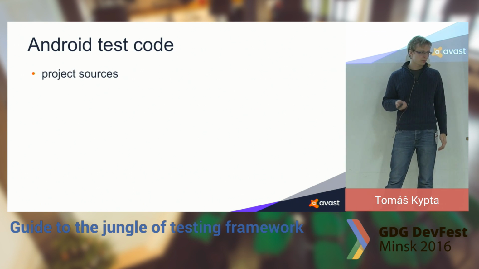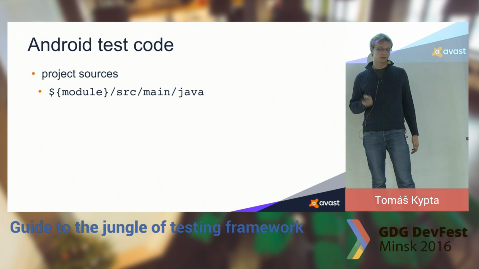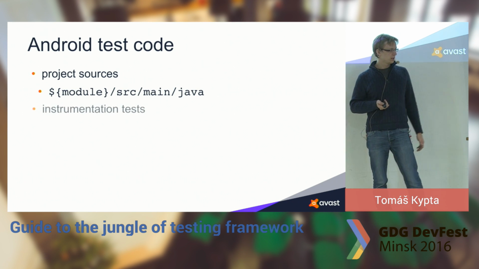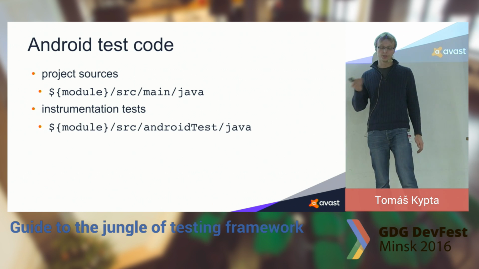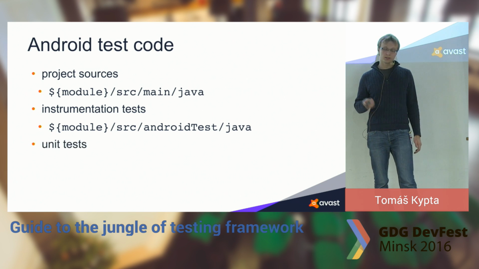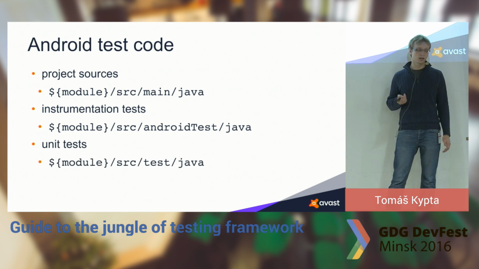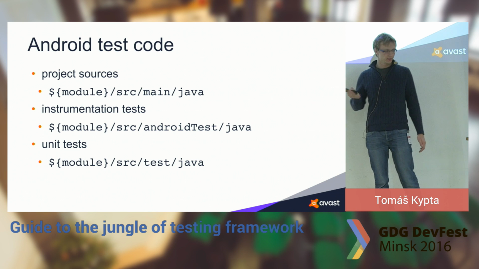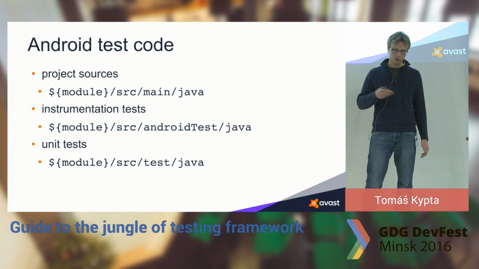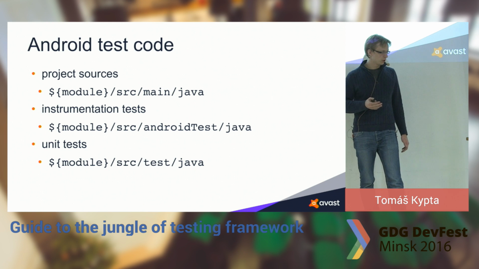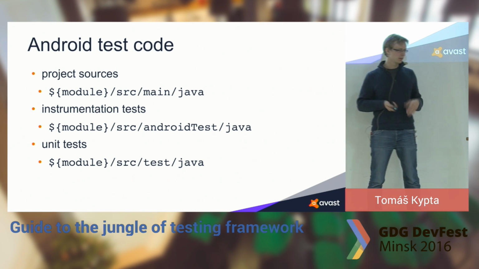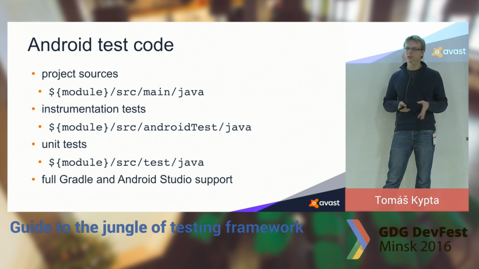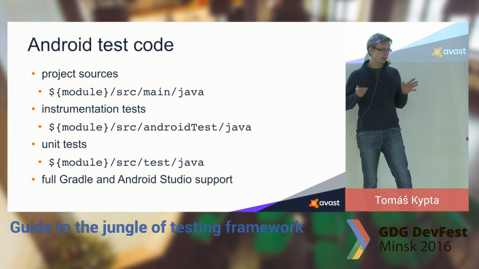So if you open an existing project, how do you figure out where to look for the instrumentation tests and where to look for the unit tests? Everybody probably knows the main source set holds the source code. Instrumentation tests are in the androidTest source set, and local unit tests are located in the test source set. This is the current setup. Some time ago, Android Studio had problems working with both of these test source sets, but currently there's full support in Gradle and Android Studio, and it works.